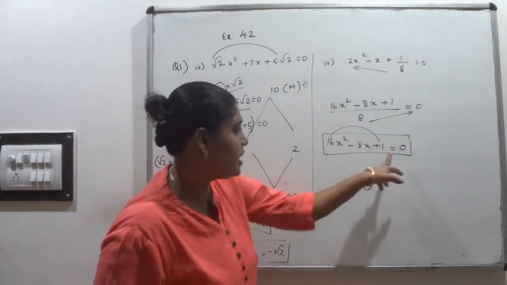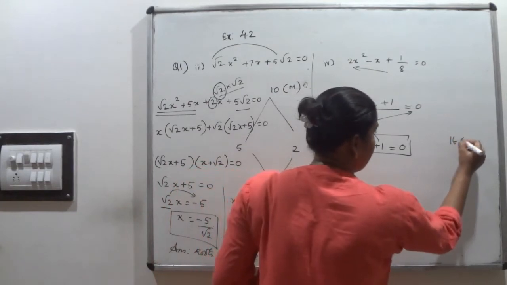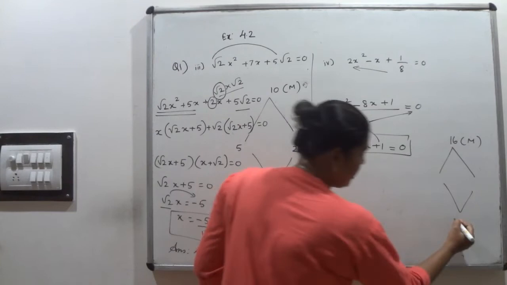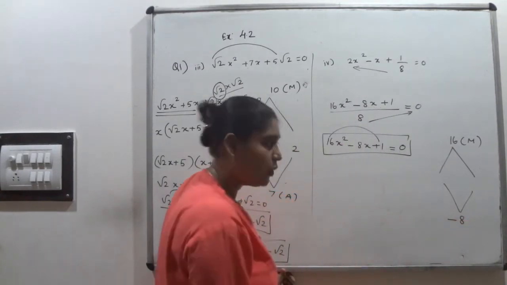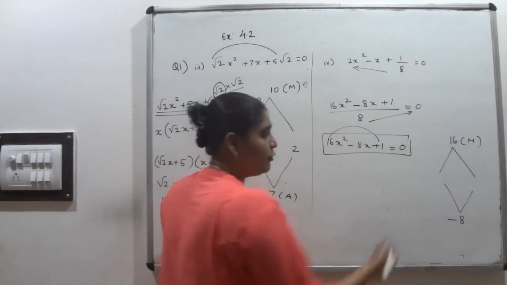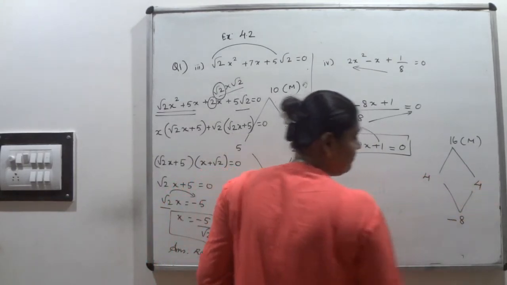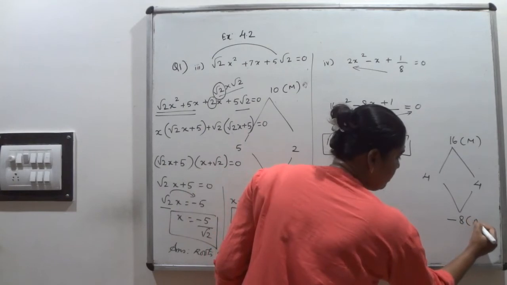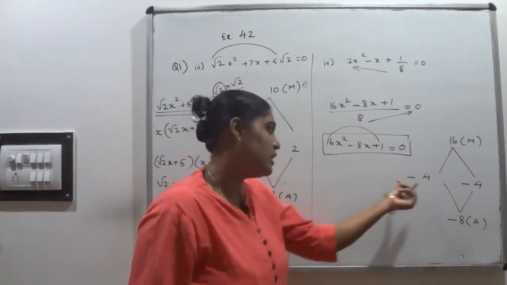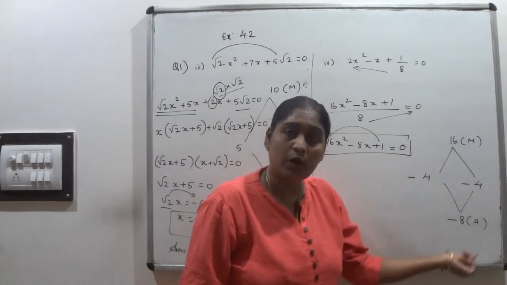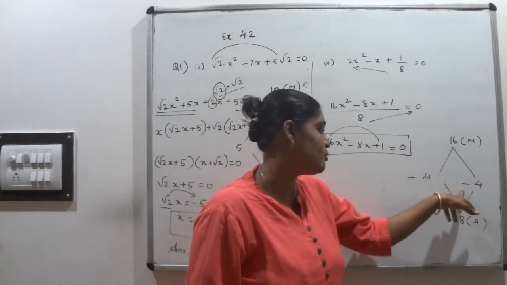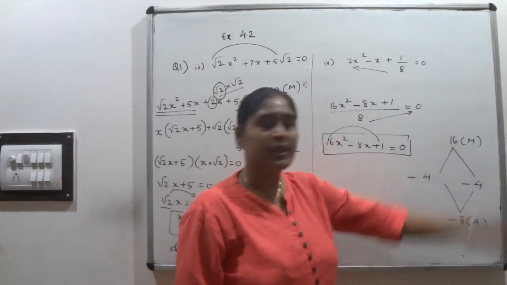See, 16 into 1, what? 16. In multiplication what do I need? 16. In addition what should I get? That is minus 8. Okay. Like that, you have to write the numbers here. 4 into 4, what will you get? 16. In addition you should get what? Minus 8, so I am keeping minus in both the numbers. Now minus 4 plus minus 4, you will get what? Minus 8 in addition. In multiplication what will you get? Minus into minus, plus 4 into 4, that is 16.